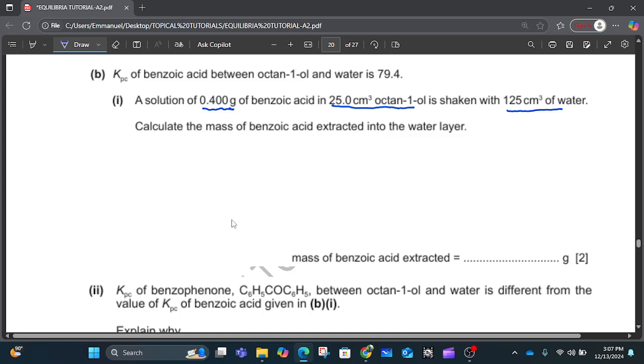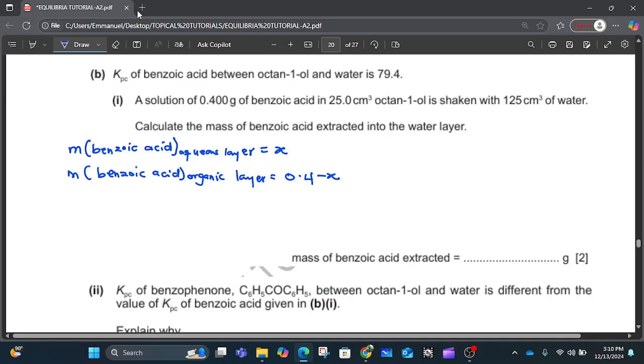It means that some of the mass of the benzoic acid that was already in the 25 centimeter cube of octan-1-ol will now partition between the octan-1-ol and the water. It means some of the mass will now move into the water layer. Since we don't know the mass of the benzoic acid that has moved into the aqueous layer, let the mass of benzoic acid in the aqueous layer be X. This means that the mass of the benzoic acid left in the organic layer is 0.4 minus X.